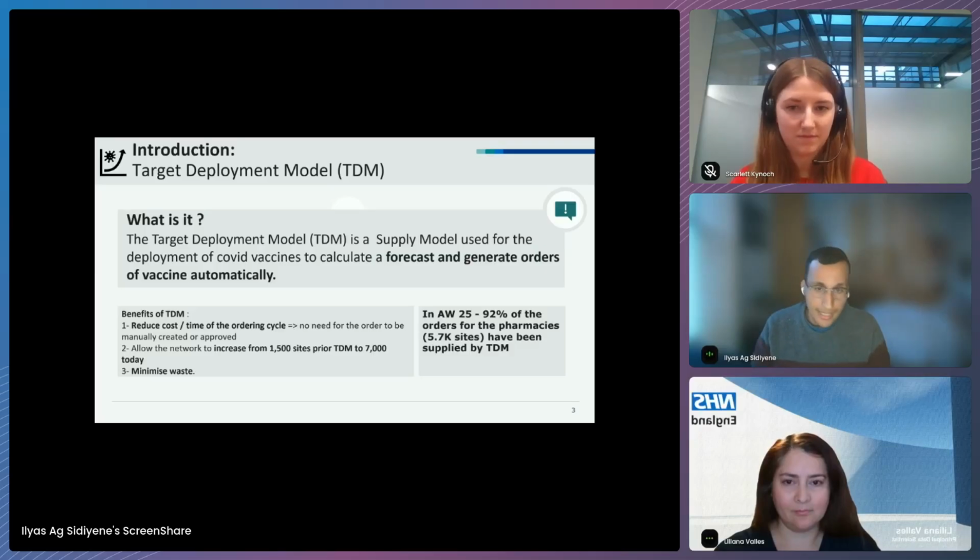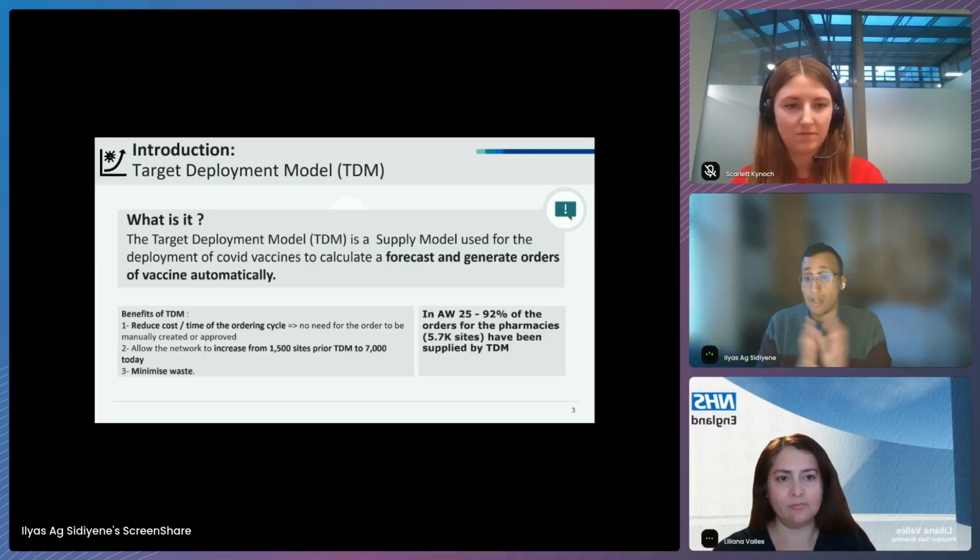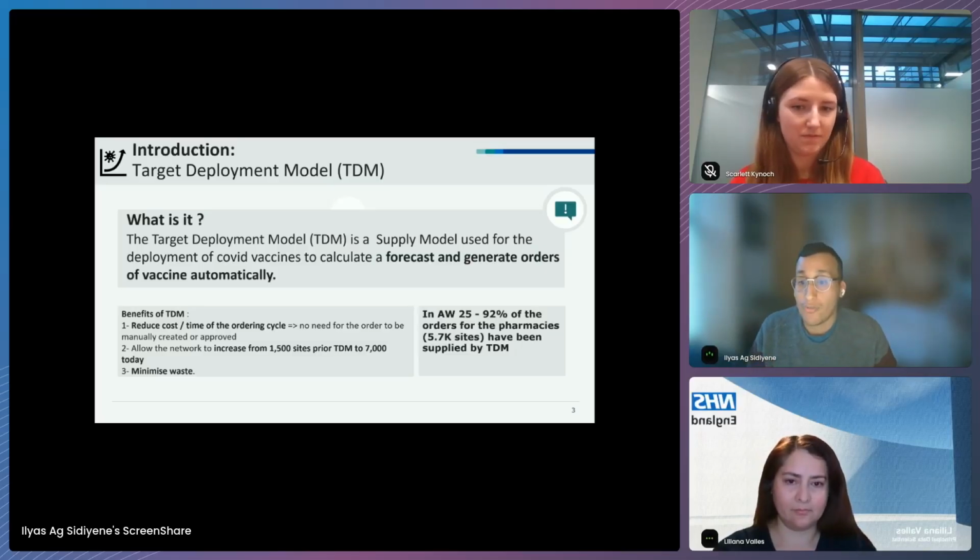How it does it is basically use two inputs. On one hand, we have the inventory position. On the other hand, we have the forecast that we have generated. Using both of those inputs, we can calculate a coverage days, which means basically how many days of inventory the site has. And depending on the threshold, an order will be automatically generated for the site.